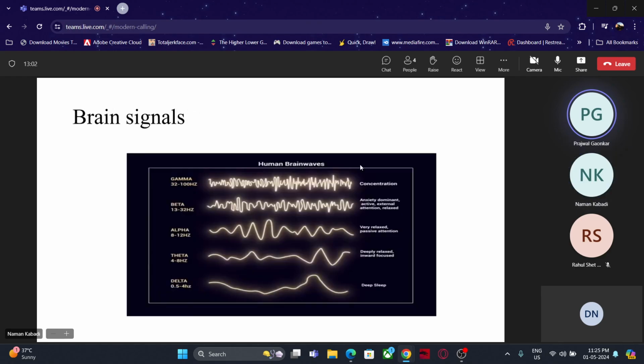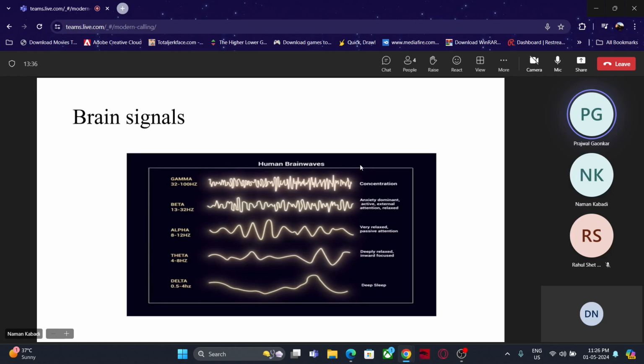We will be collecting the different brain signals. There are 5 types of brain signals, namely delta, theta, alpha, beta, and gamma. These signals are differentiated based on the frequency of the data. Delta is from 0.5 hertz to 4 hertz, theta is 4 to 8 hertz, alpha is 8 to 12, beta is 13 to 32 hertz, and gamma is from 32 to 100 hertz.